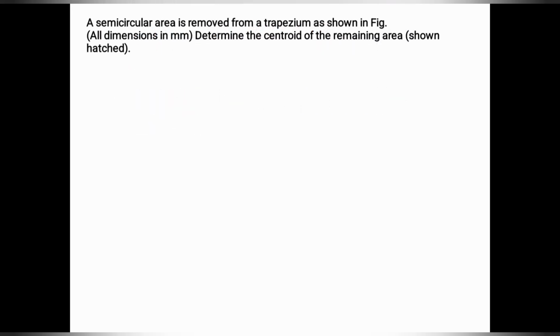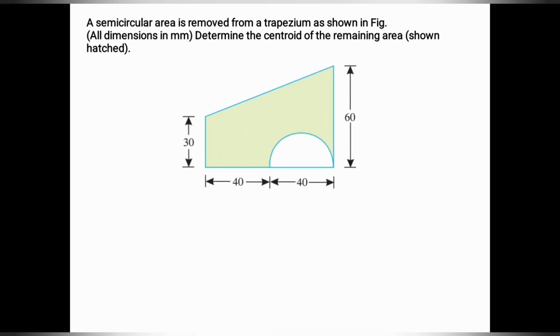We will see one more problem. A semicircle area is removed from a trapezium as shown in the figure. Determine the centroid of the remaining area. So in this problem, from the trapezium, a semicircular portion is removed. So you have to just subtract the semicircle from the trapezium.